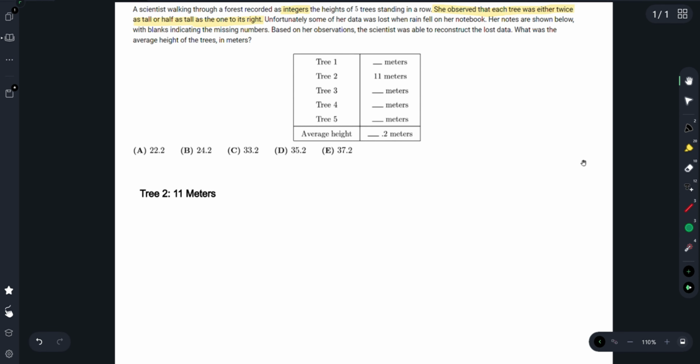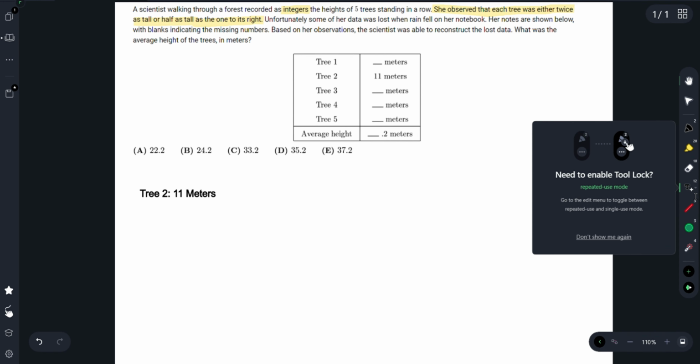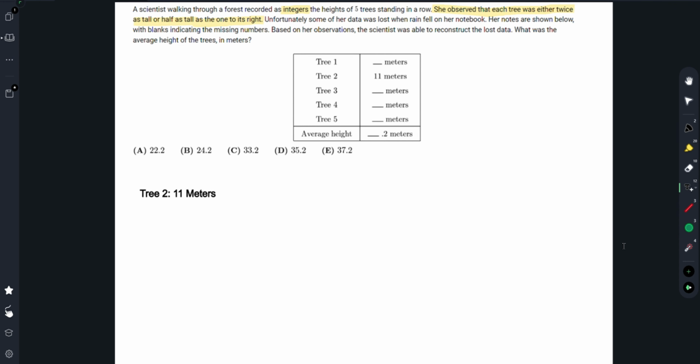And we know that they're all standing in a row, and each tree next to each other must have either twice or half. So we know the two trees, tree 1 and tree 3, must both be 22 meters because half of 11 is not an integer. So tree 1 and 3 is 22 meters.